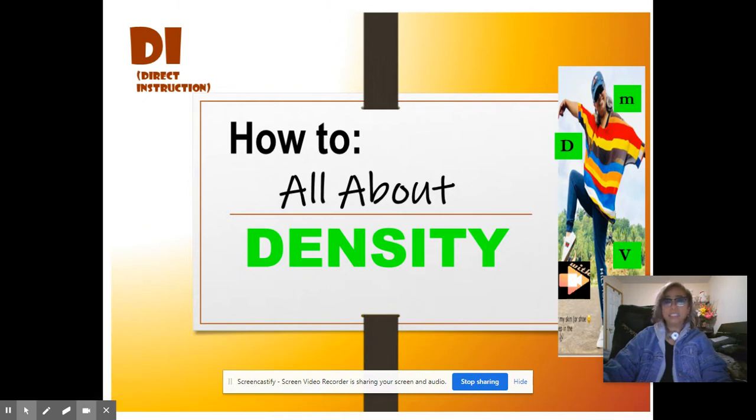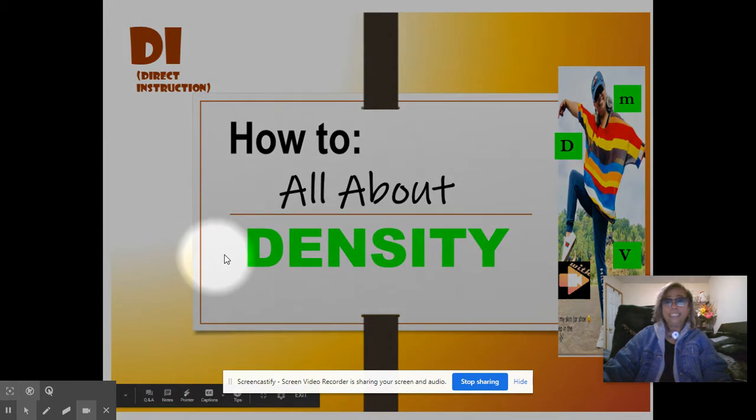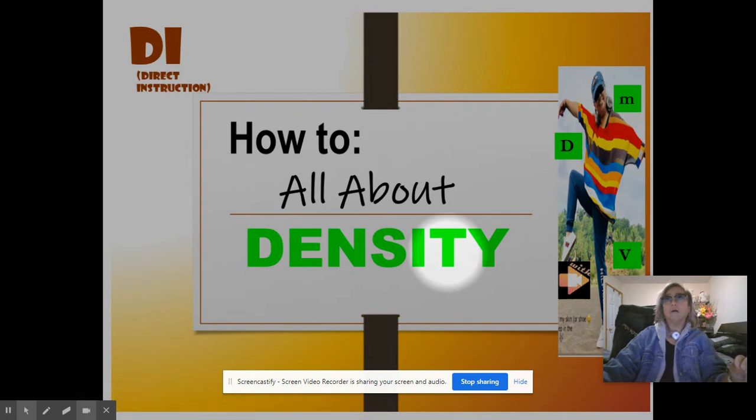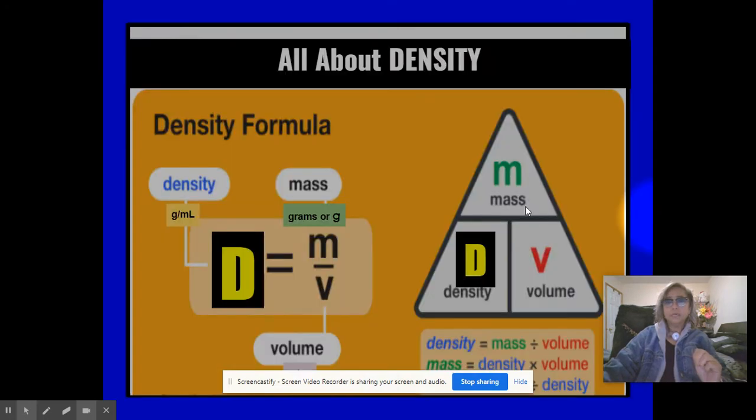So, how do we solve density problems? With density, we deal with the amount of matter or stuff in a given space or volume. We deal with three variables here: D for density, M for mass, and V for volume. Remember you have this triangle here. It helps you to remember the formulas to be used.